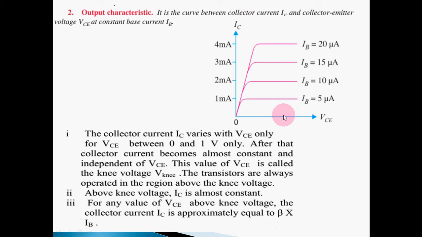So in order to find out, at this point IB is 10 microampere. If we multiply 10 micro with 200, we find that the value will be 2 milliampere. Similarly, at this point, if IB is 15 microampere and we multiply 15 micro with 200, we find that it will be 3 milliampere. So exactly we can say that the value of IC at any point is equal to base current multiplied by beta. So this is the output characteristics of common emitter configuration.